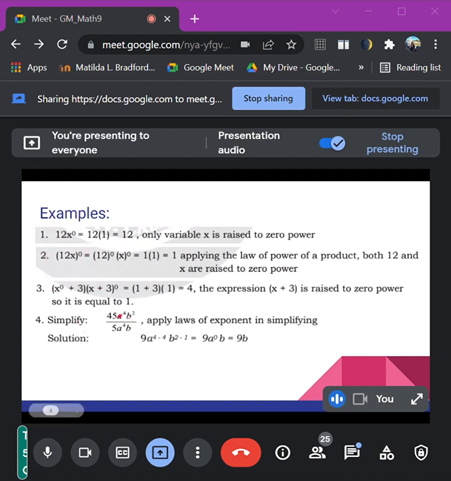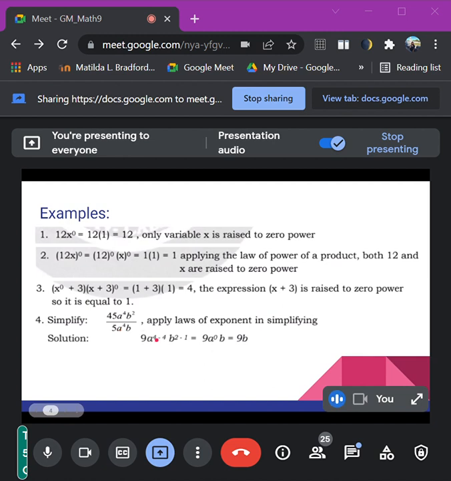So class, you can see here in the solution, we have 45 divided by 5. They do not have the same base, so you divide them. So 45 divided by 5, that is 9. Okay? And then you subtract their exponents. So you have there a raised to 4 minus 4, because 4 is also the exponent below.